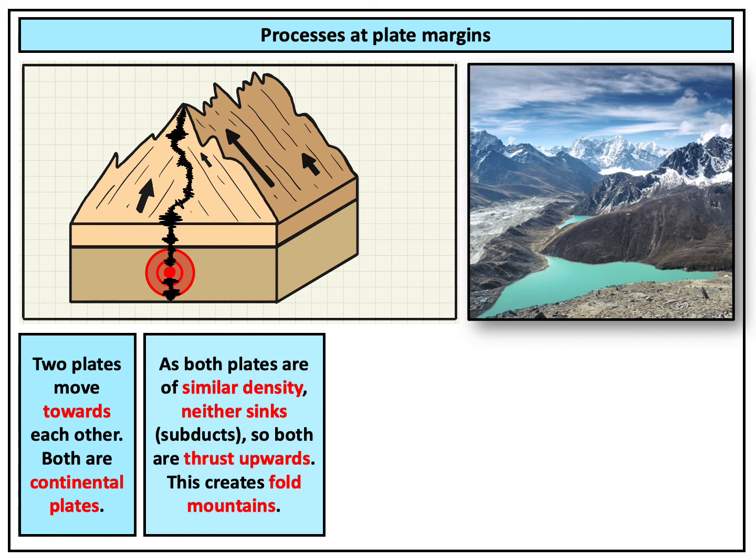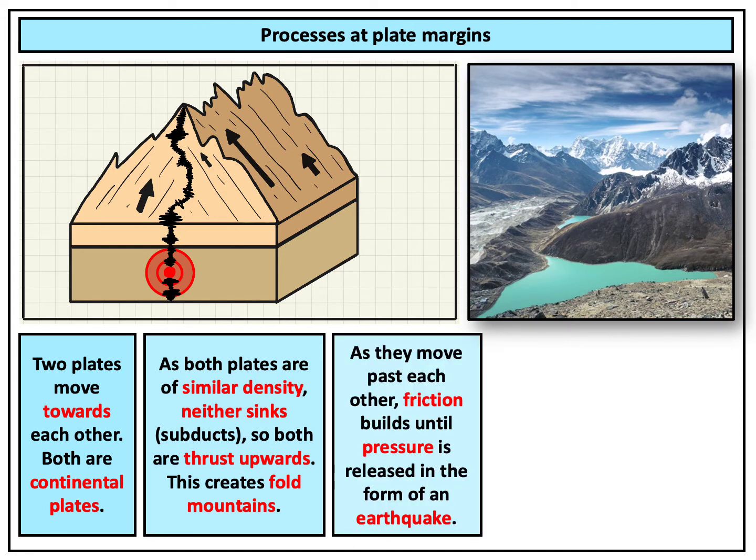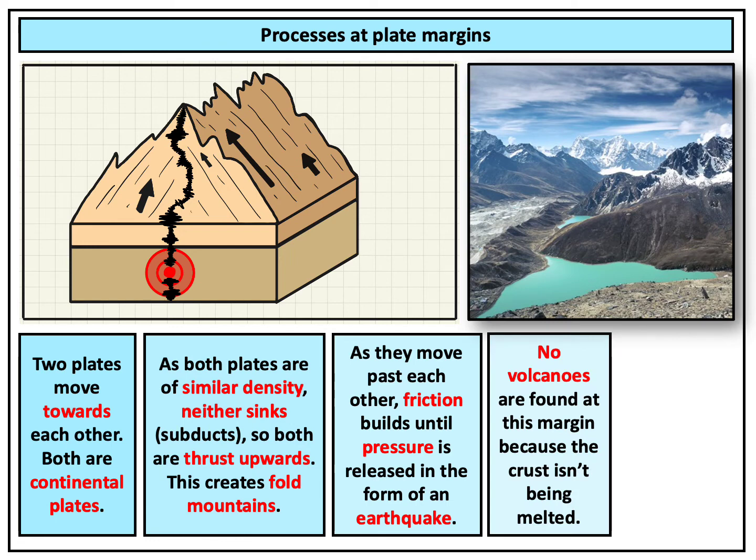Therefore, because they are the same weight, neither of those sinks, or if you want a slightly spicier word, subducts. So both of those plates are thrust upwards, and this then creates fold mountains. As they move past each other, friction builds until pressure is released in the form of an earthquake, and no volcanoes are found at this margin.